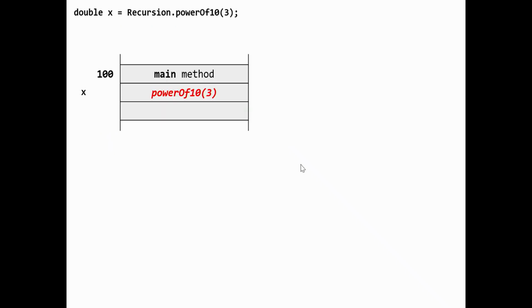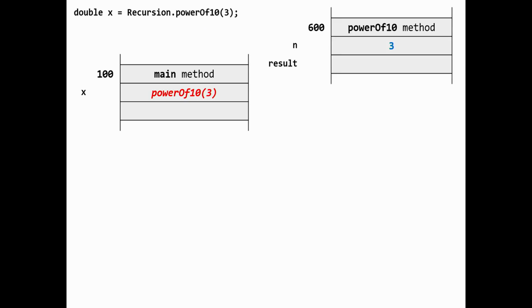Okay, now what happens when you call this recursive method? Here's my main method. My value x is going to store the value of 10 to the 3. So this method gets called. Now when a method gets called in Java, that method eats up space in memory somewhere. It takes up space in what's called the call stack. So somewhere in memory, a version of power of 10 appears.